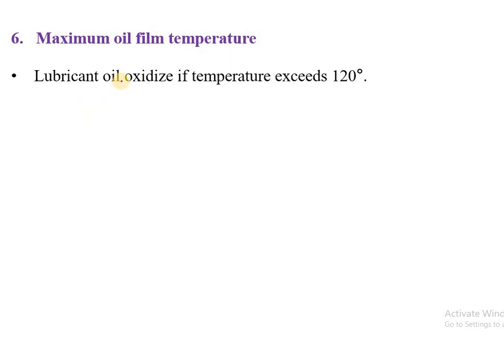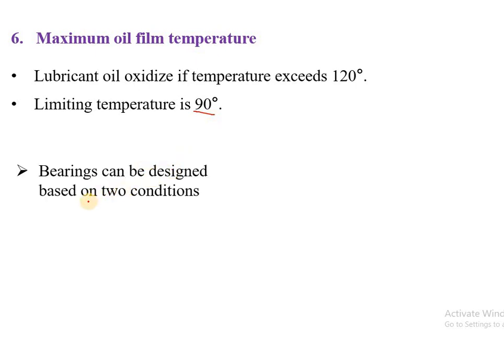Next parameter is maximum oil film temperature. Lubricant oil oxidizes if the temperature exceeds 120 degrees. So therefore operating temperature should be kept within limits. The generally used limiting temperature is 90 degrees. Even if you take the example of babbitt material, it tends to soften at 125 degrees Celsius, when the bearing pressure is 7 Newton per mm square. So you can say that at higher temperature, lubricants or materials become soft. So the limiting temperature is 90 degrees, which is followed while bearing design.